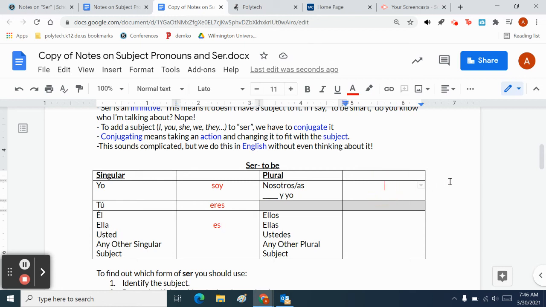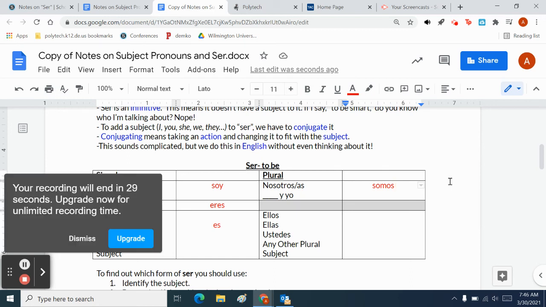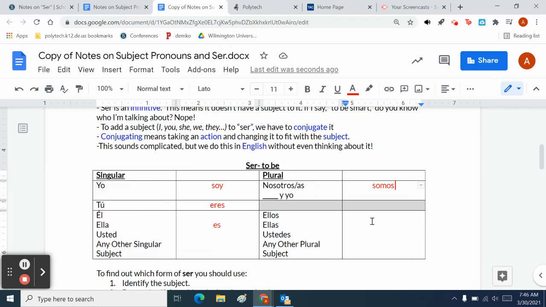If we want to describe ourselves and someone else and say we are this, we are is somos. So if you wanted to say we are smart, somos inteligentes. And then our very last one, if you want to describe what they are like, if you want to talk to a group and say, hey, you all are this, or if you want to describe a group of things, such as maybe the flowers are pretty or the schools are pretty, it is son.